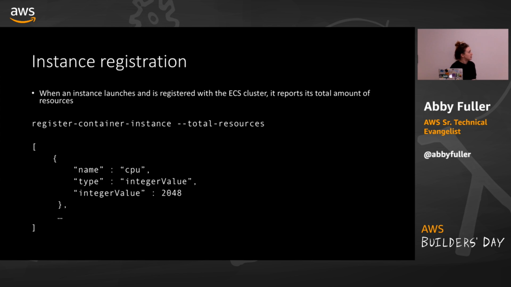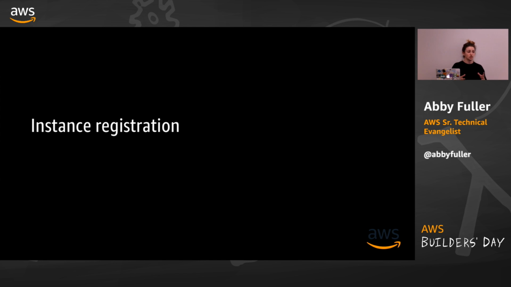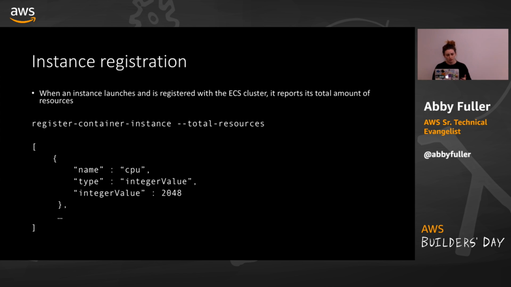I promised a little bit of a timeline on how the internal scheduler actually works. When you launch an instance and it registers itself with the ECS cluster, it reports its total amount of resources. It'll report every single thing unless you tell it not to. And that gets added to the whole pool. That way the agent knows, okay, between this whole pool, I have X amount of CPU and X amount of memory available.